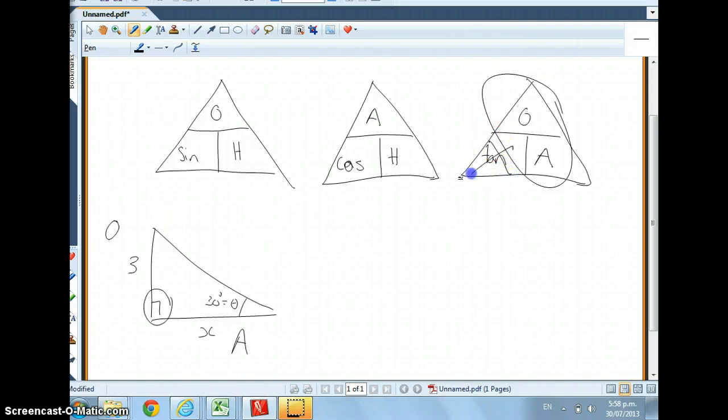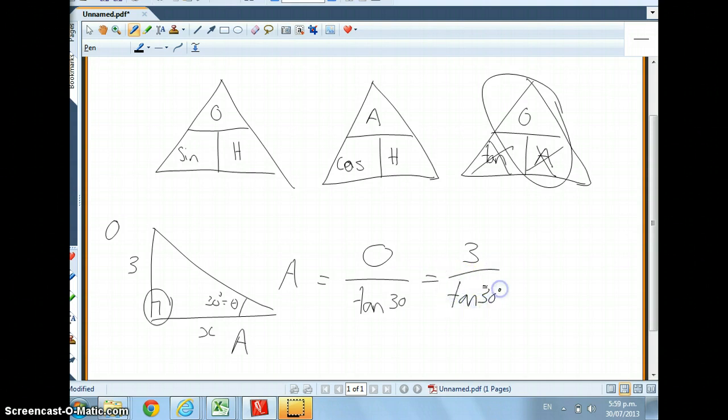And as you correctly said, if you're looking for the A, you cross out the A, and you're left with O divided by the tangent of 30. Okay. The adjacent is equal to the opposite divided by the tangent of 30. Opposite in this case is 3, and the adjacent, divided by the tan of 30. And then into your calculator goes 3 divided by tan 30.